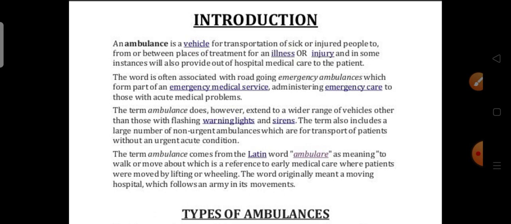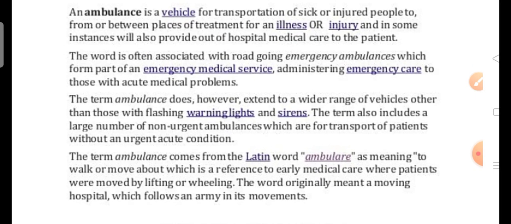The word is often associated with road going emergency ambulances, which form part of an emergency medical service, administering emergency care to those with acute medical problems. Acute is nothing but on the spot: within a short period, if a patient has a problem, it is called acute. Chronic is not short; it takes a lengthy time.